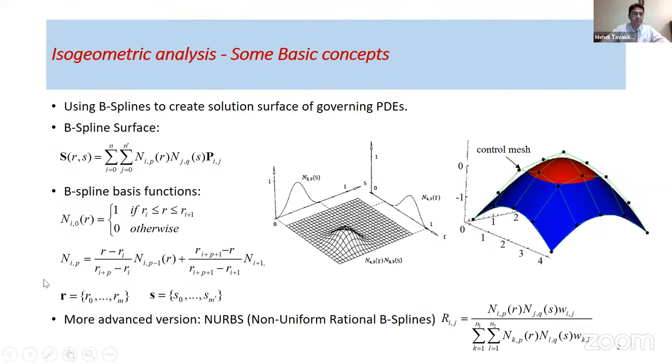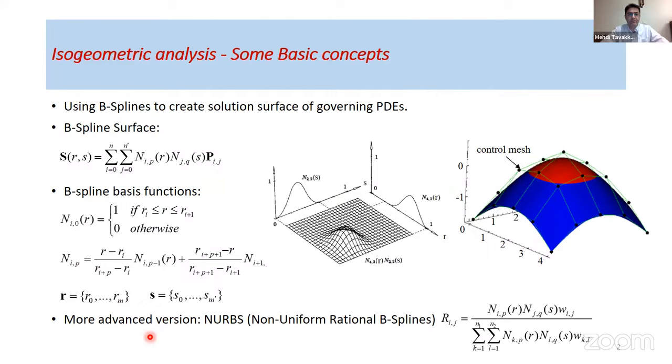In general, in isogeometric analysis, B-splines are used to create solution surfaces for governing partial differential equations of engineering problems. A B-spline surface, as you can see here, can be defined by products of B-spline basis functions in r and s directions and the corresponding control net. The B-spline basis functions are constructed recursively and based on two knot vectors, r and s, in two directions. These two knot vectors span a space which is called parameter space. You can see the parameter space here, and also you can see the surface and the control points, and the control mesh, which connects these control points to each other, or control net, are shown in this figure.